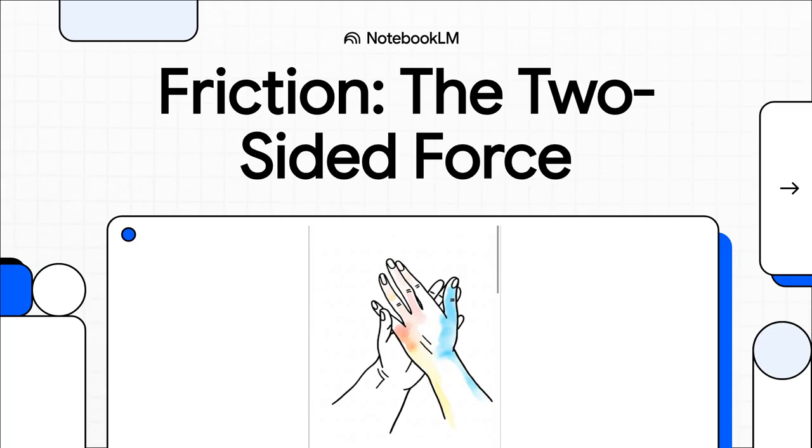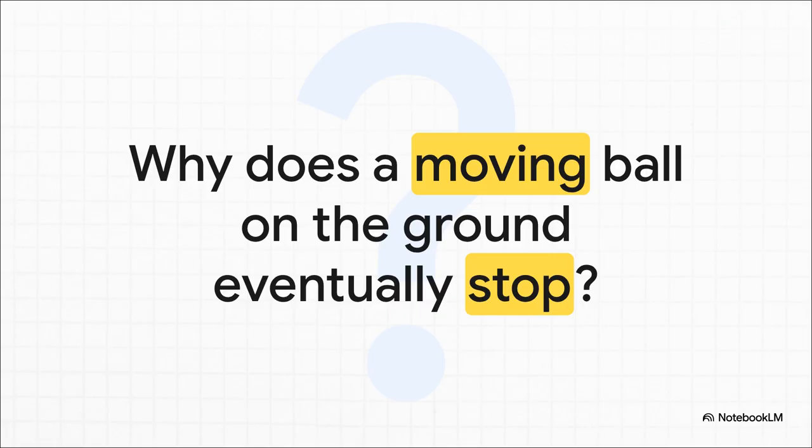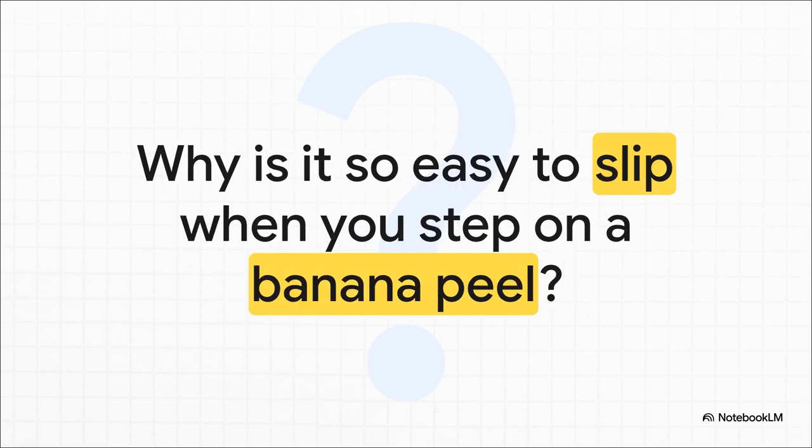And to really get our heads around it, let's kick things off with a super simple question. I mean, think about it. You kick a soccer ball, you give it a good push, and it rolls for a while. But it never rolls forever, does it? Something is always working against it, slowing it down until it just stops. What is that something?